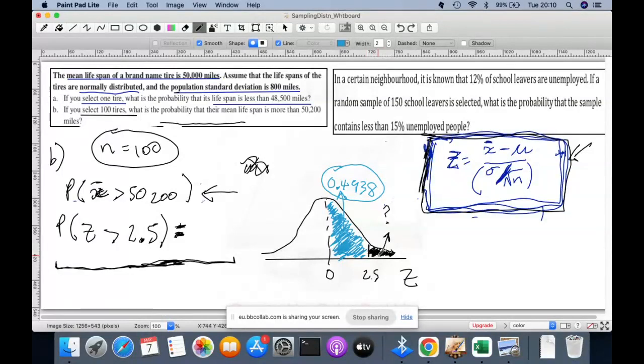That's the answer because we're asking for the probability of Z being greater than 2.5, so it's the area on the right of 2.5. But how we get that remaining area is simply taking half that area, which is what you put as 0.5. So 0.5 minus this area here will give you the remaining black area, and that will be 0.0062. That's your final answer.